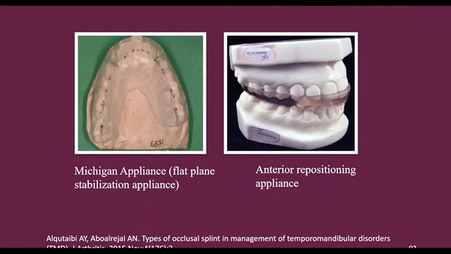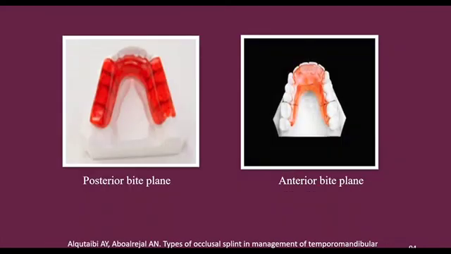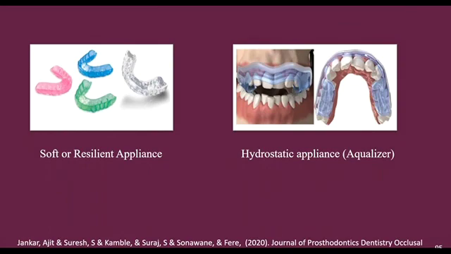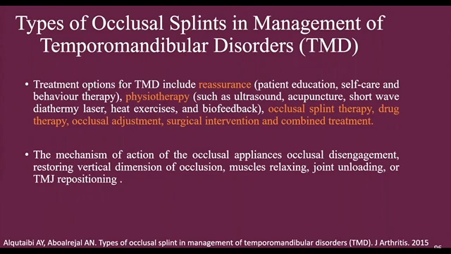It is put on the maxillary arch. It's like a full coverage splint. This is the anterior repositioning appliance, posterior bite plane, anterior bite plane, soft or resilient appliance, hydrostatic appliance or equalizer. Here water is used as a medium for lubrication. Types of occlusal splints in management of temporomandibular disorder. They include reassurance, that is patient education, self-care and behavior therapy, physiotherapy, occlusal splint therapy, drug therapy, and occlusal adjustment. The mechanism of action of occlusal appliances: occlusal disc engagement, restoring the vertical dimension of occlusion, joint unloading or TMJ repositioning.